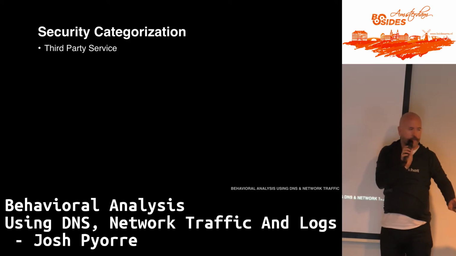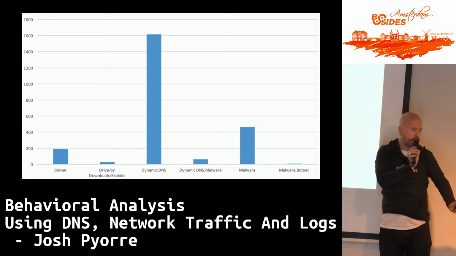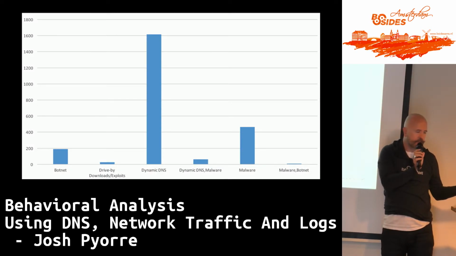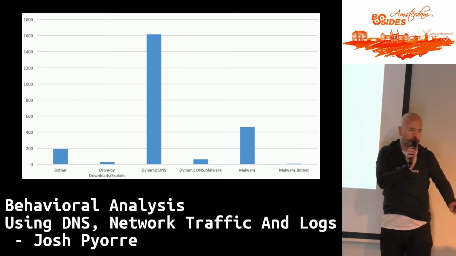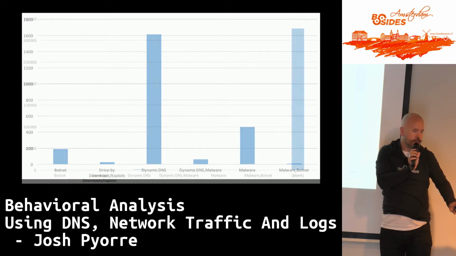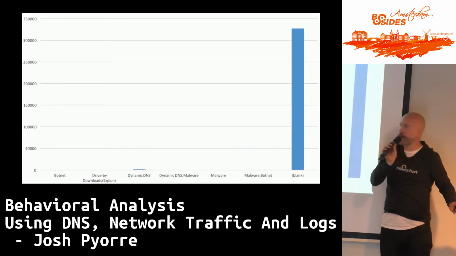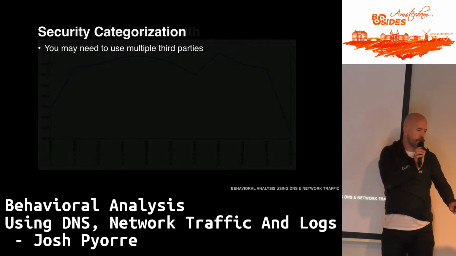Usually you need to do a third-party service because it's being categorized as something bad. In this case, looking at stuff, I can see there's a bunch of botnet, dynamic DNS. It's labeled that way through whatever system. I pulled this in from VirusTotal and from OpenDNS. If you get a lot of blank, though, you might need to use multiple third parties.